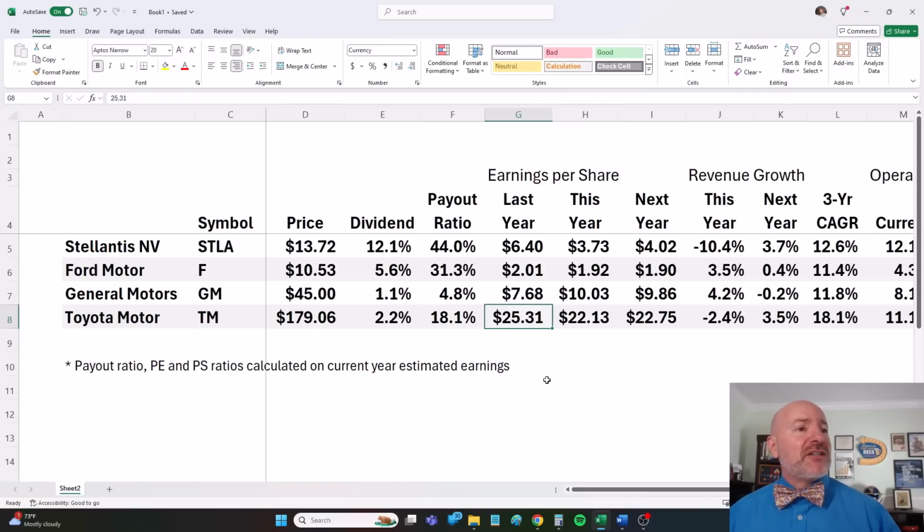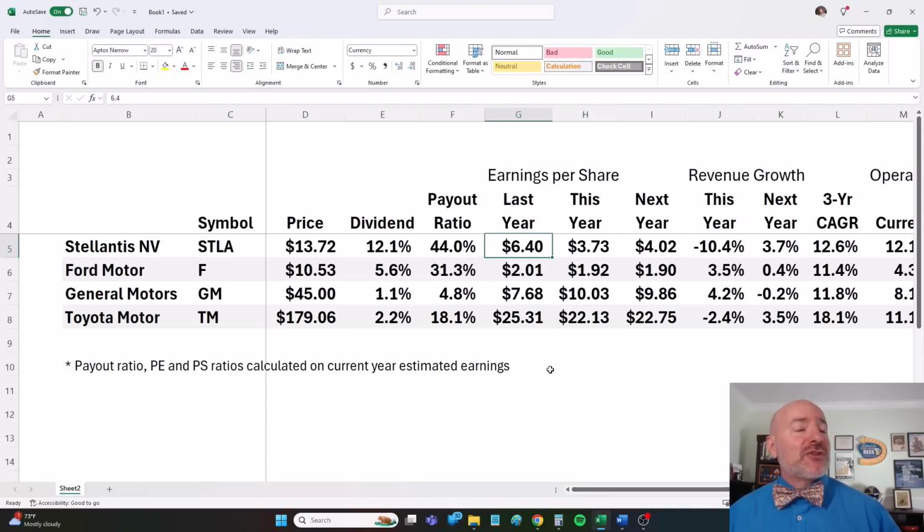$2 down to $1.92 for Ford, $25 down to $22 for Toyota. So, only about a 12% drop for Toyota, less than a 10% drop, maybe about 5-6% drop there for Ford. Big increase for General Motors, but then almost half for Stellantis.